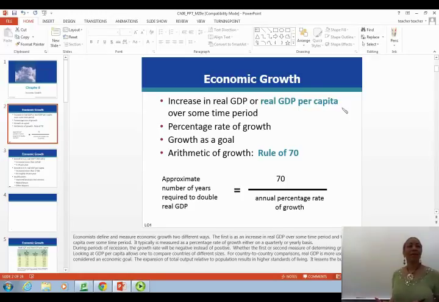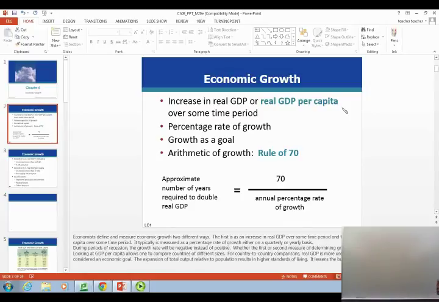For growth. Pardon? For growth. Growth of what? Yeah, it's the economy, of course, but again, what are we looking at? We're looking at real GDP per person, per capita.